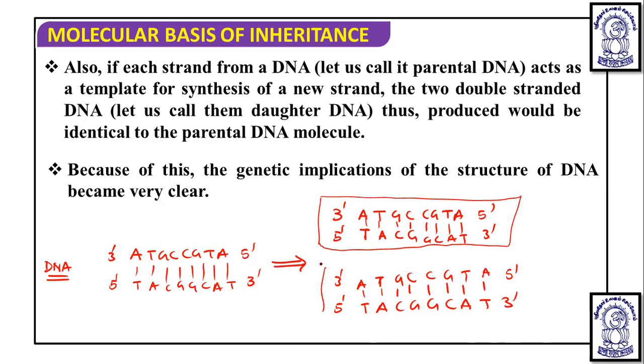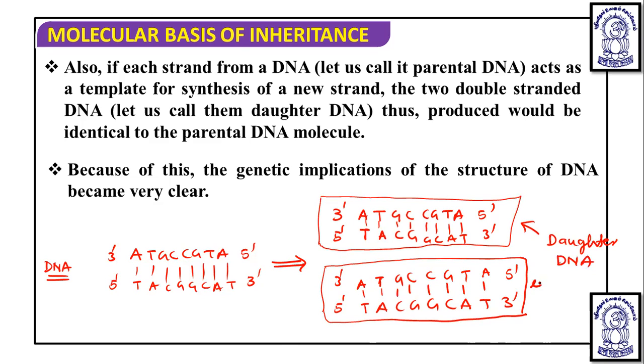We can call these two a daughter DNA molecule, and these two daughter DNA which are produced are identical to this parental DNA molecule. Okay, in such a way they are produced.